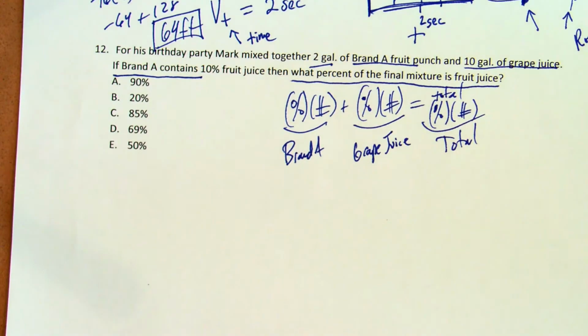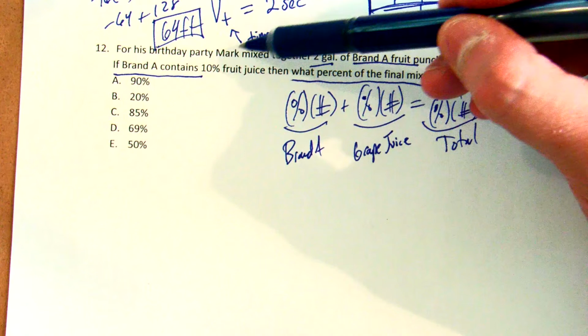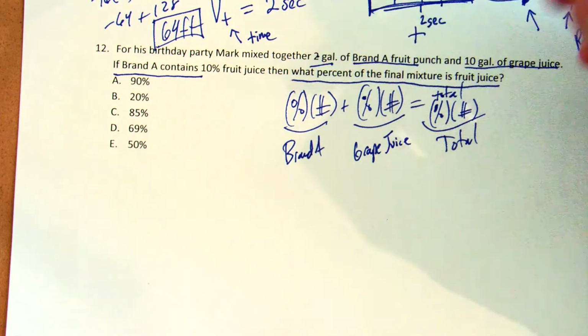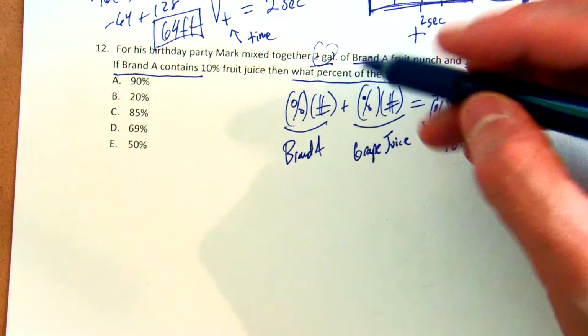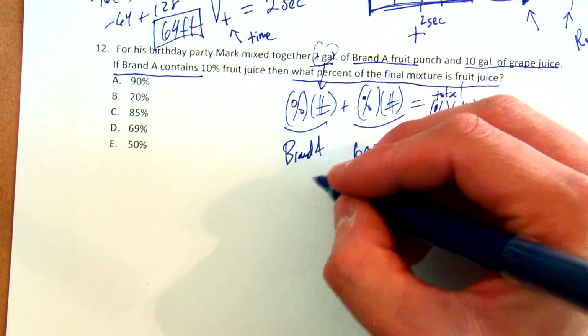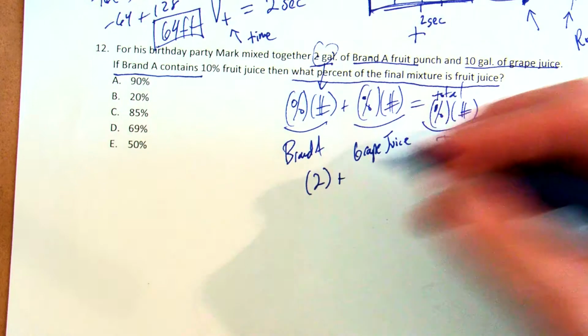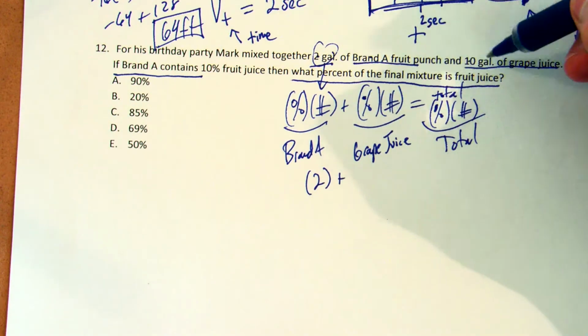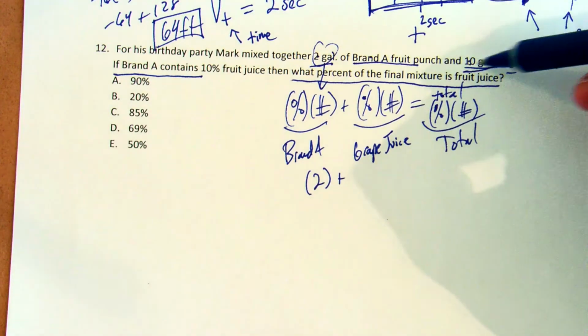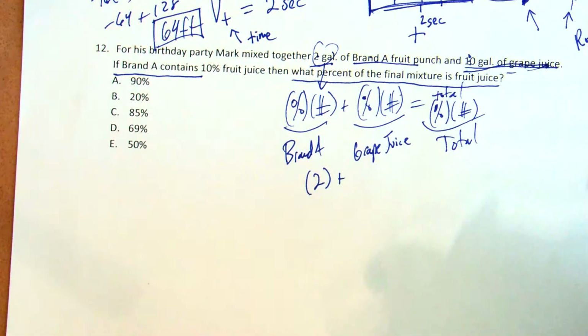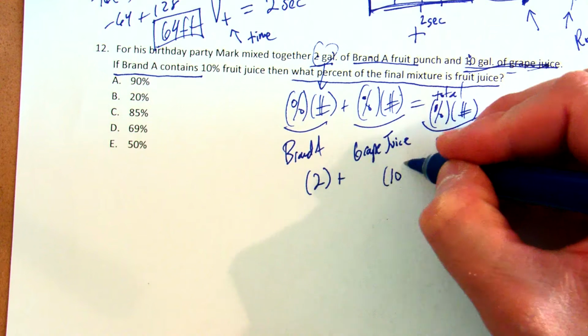It's pretty simple. So for his birthday party, Mark mixed together 2 gallons of what? Brand A fruit juice. So that goes under 2 gallons as a number. It's not a percent, so that goes here. So I'm going to put 2 here. And 10 gallons of grape juice. Grape juice is not a number. 10 gallons is a number, and that goes under the number. So let's put it there, shall we?